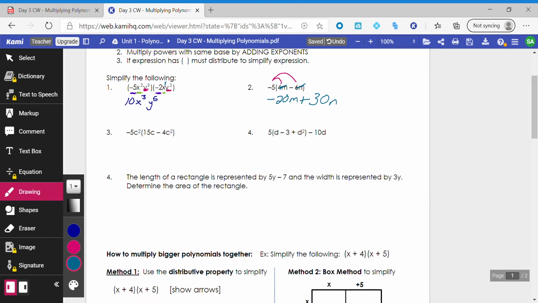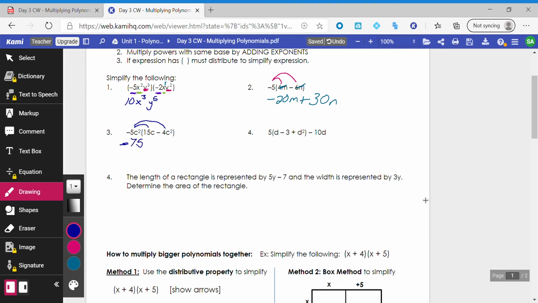Number 3, again, we have a monomial times a binomial, one term on the outside times two terms inside parentheses. Again, I'm going to use distribution here. So this negative 5c squared is going to be multiplied times both items inside parentheses here. I'm just going to take it one at a time. So first thing is the negative 5c squared times 15c. Negative 5 times 15, negative times positive makes negative. 5 times 15 is 75.